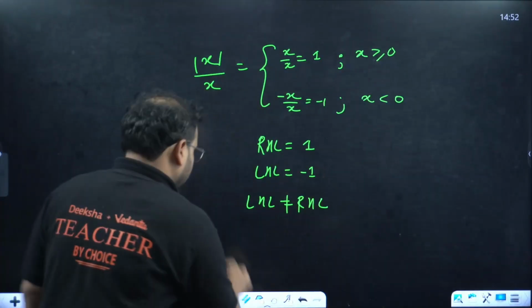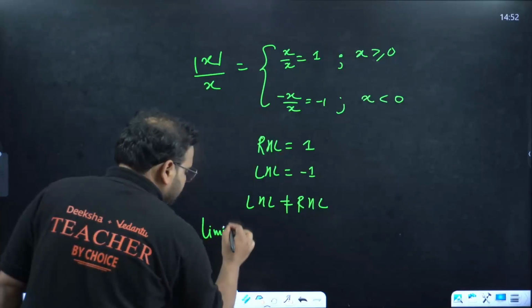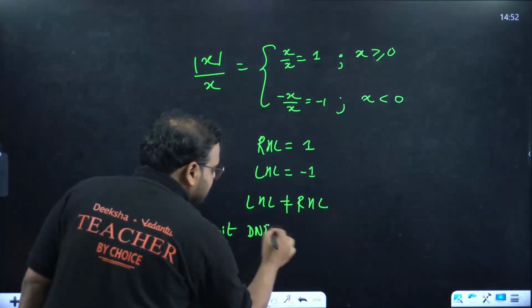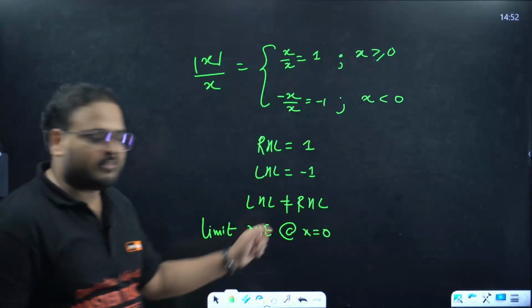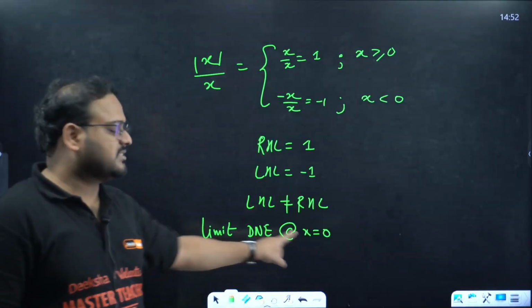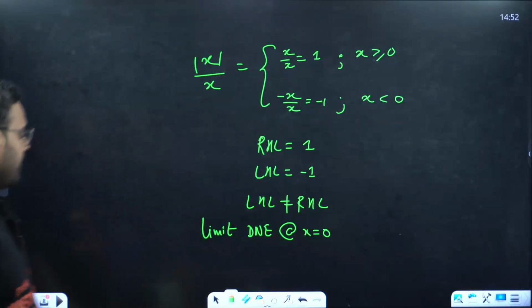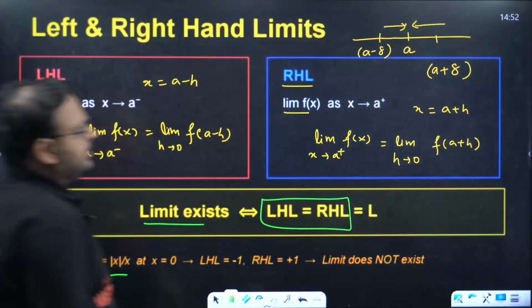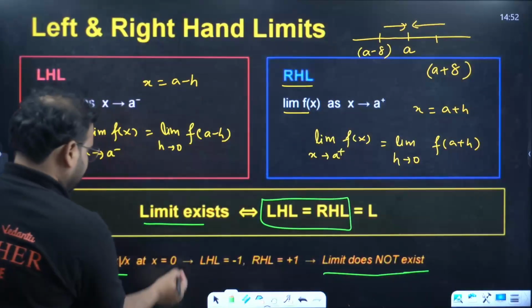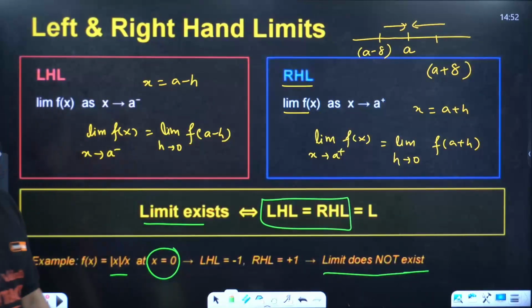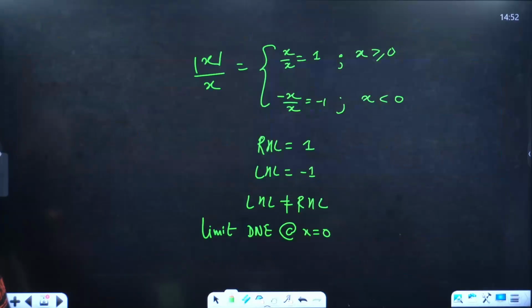Clearly, the limit does not exist at x equals 0. The limit of the function does not exist at the point x equals 0. Please check. Limit does not exist at which point? At the point x equals 0. Clear, guys? Clear? Okay.